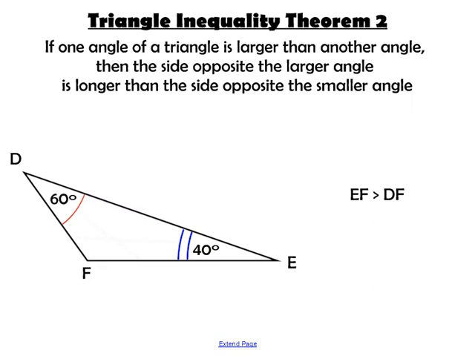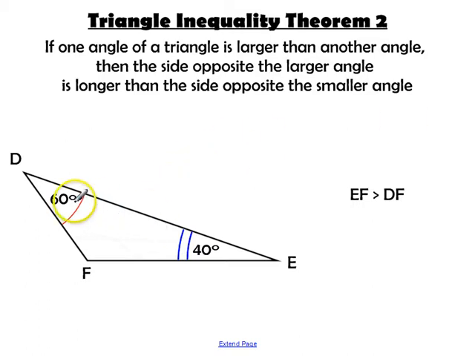Triangle inequality theorem 2. If one angle of a triangle is larger than another angle, then the side opposite the larger angle is longer than the side opposite the smaller angle. So this is very similar to the first triangle inequality theorem, it's just kind of backwards.